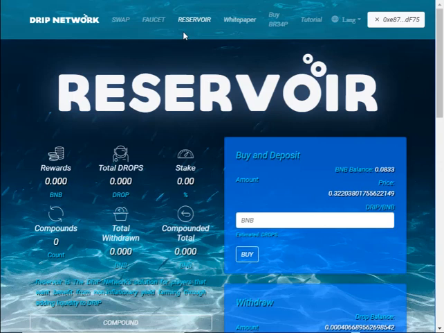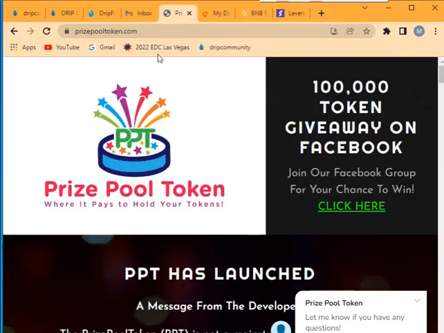Just let it sit in your wallet. If my token ever takes off and becomes something, great, we've all made money. If it doesn't, guess what? You're going to get into my prize pool token. That's right, I call it the prize pool token.